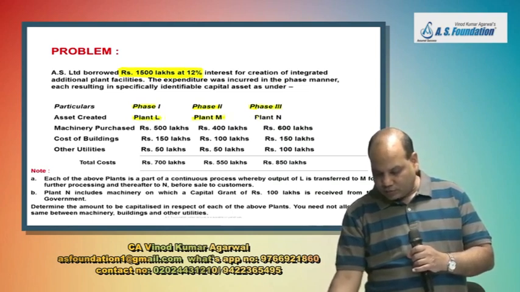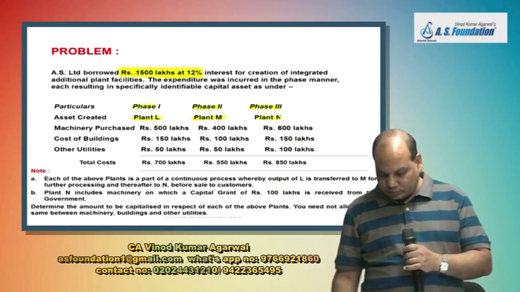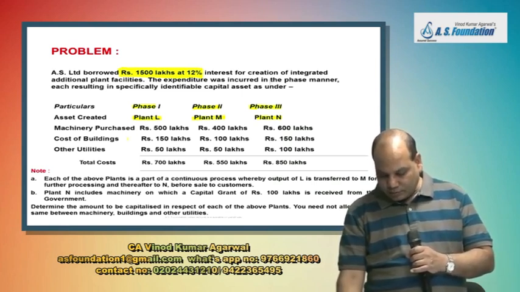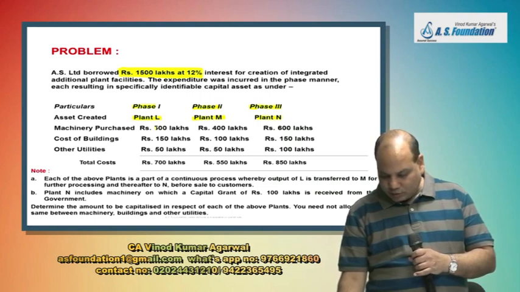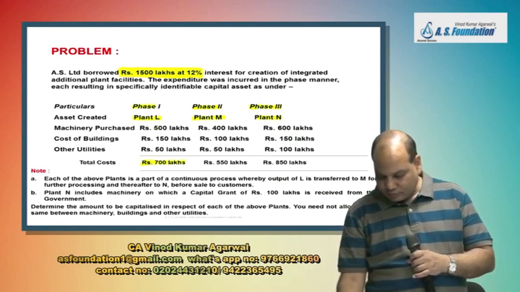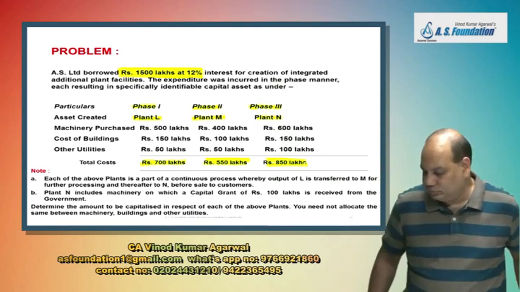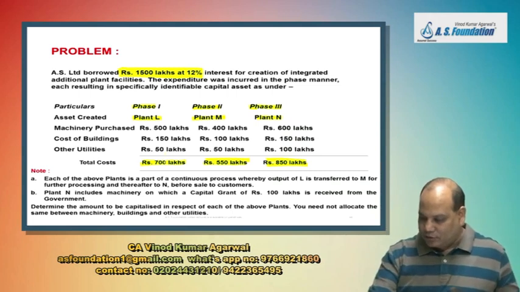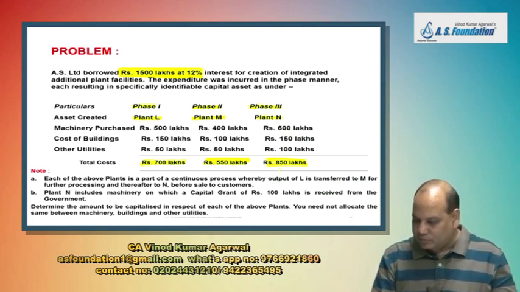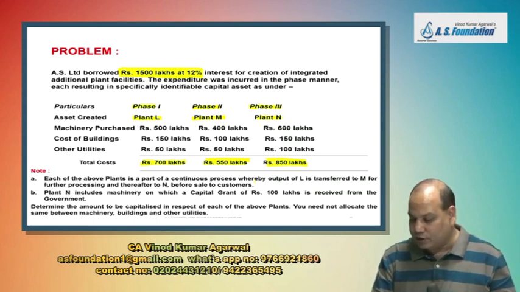Resulted into creation of asset plant 1 LMN. And under this they have incurred 3 expenditure: machine, building, other utilities. So total expenditure incurred on this is 700, this is 550, this is 850. Okay. If you take the total 700, 550, 850. Note, each of the above plant is a part of a continuous process whereby output of L is transferred to M for further processing and thereafter to N before sale to customer.